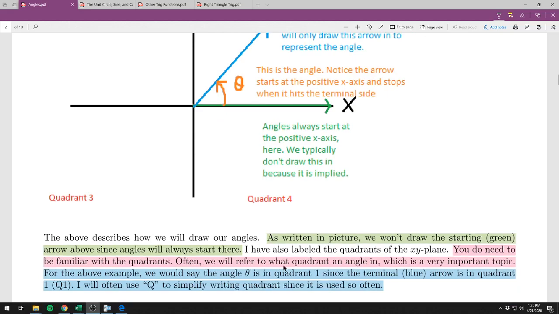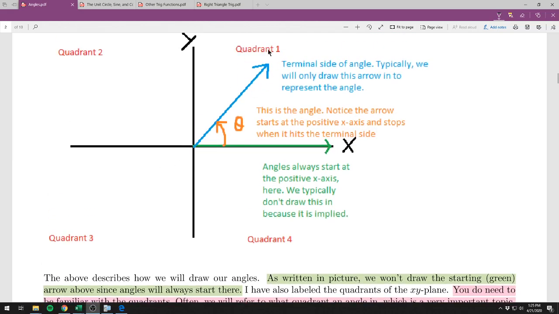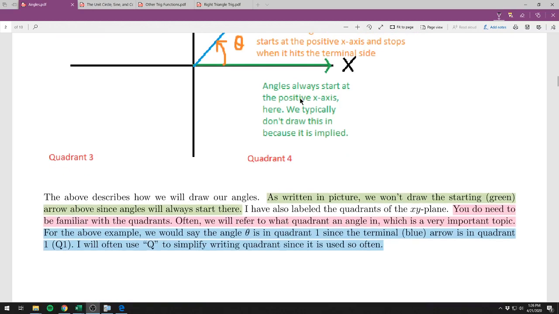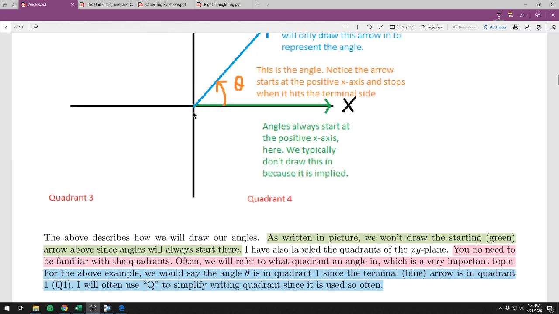Often we will refer to what quadrant an angle is in, which is very important. So this angle is in quadrant 1 because its terminal side is in quadrant 1. And that's exactly what I have written here. And just to make it easier on me, because we will refer to quadrants so much, instead of writing quadrant 1 or quadrant 2, I'll abbreviate a quadrant with Q. So we would say this is in Q1, Q2, Q3, or Q4.